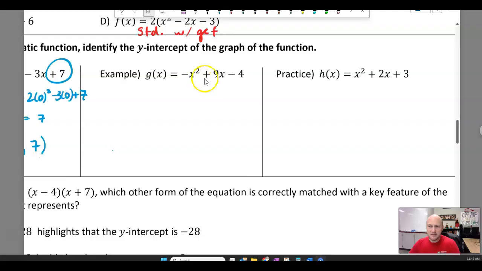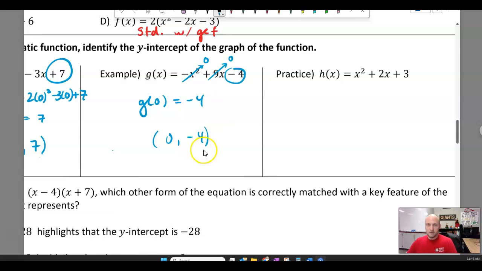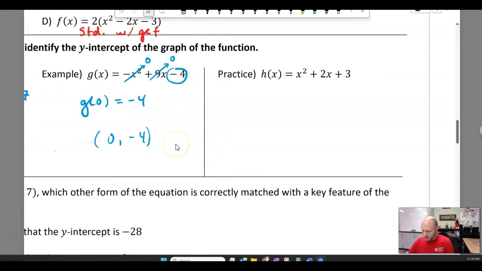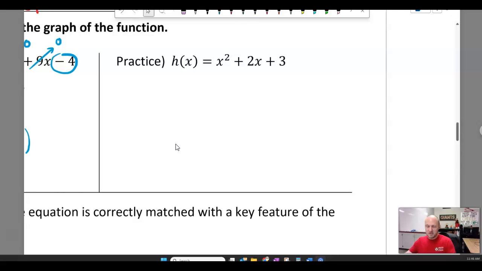Let's look at an example with g of x. g of x is negative x squared plus 9x minus 4. What's the y-intercept? Well, if I plug in 0, this goes to 0, this goes to 0, and I get negative 4. So g of 0 is negative 4. Therefore, our y-intercept is negative 4. Pretty straightforward.